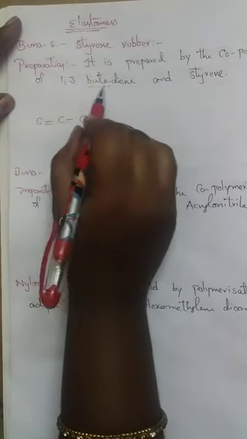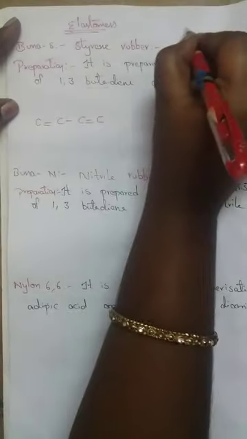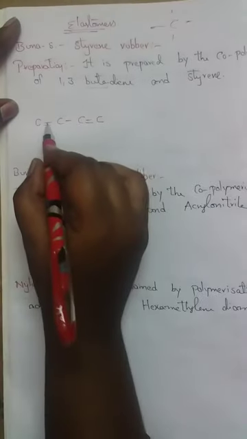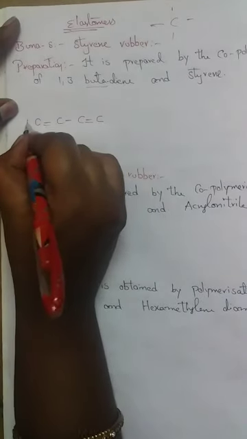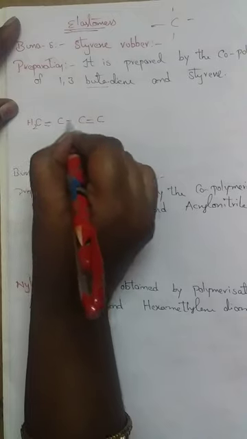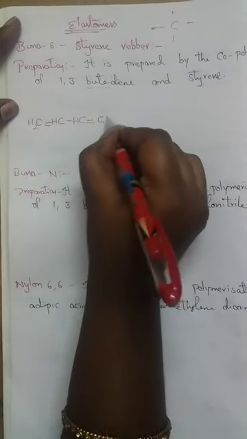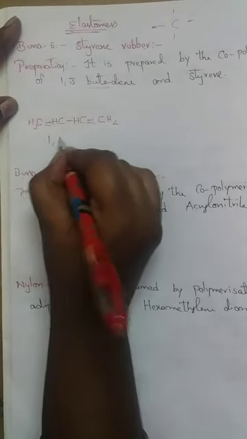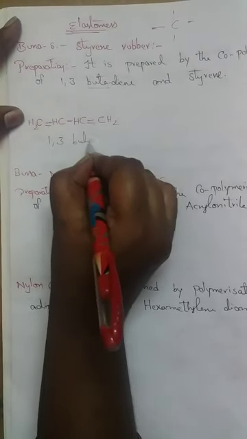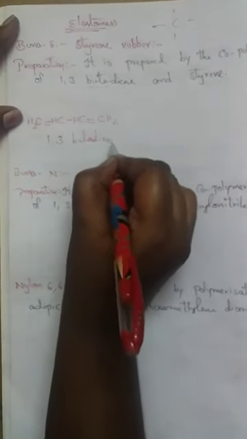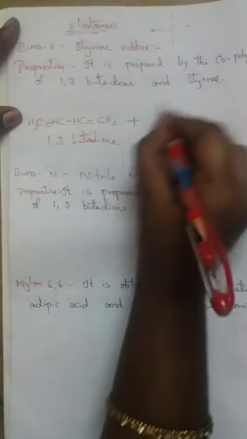Diene. Next, let's see. Carbon consists of 4 valency, so here there will be 2 valency. So H2, then 1, 2, 3 H, 1, 2, 3 H, and 1, 2 H2. So this is called 1,3-butadiene. So 1,3-butadiene should react with styrene.